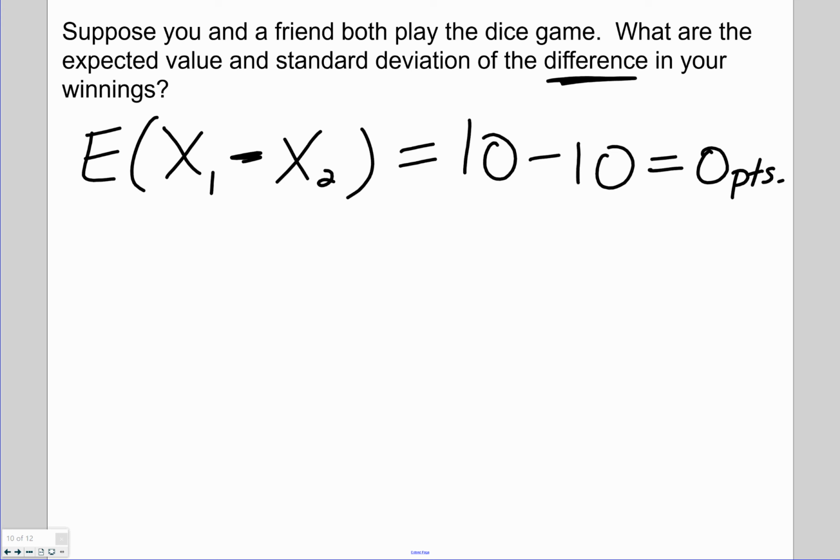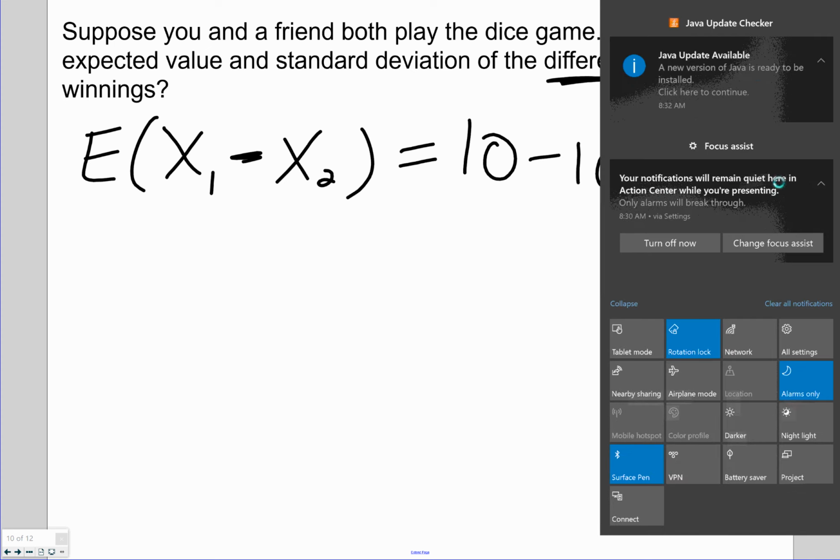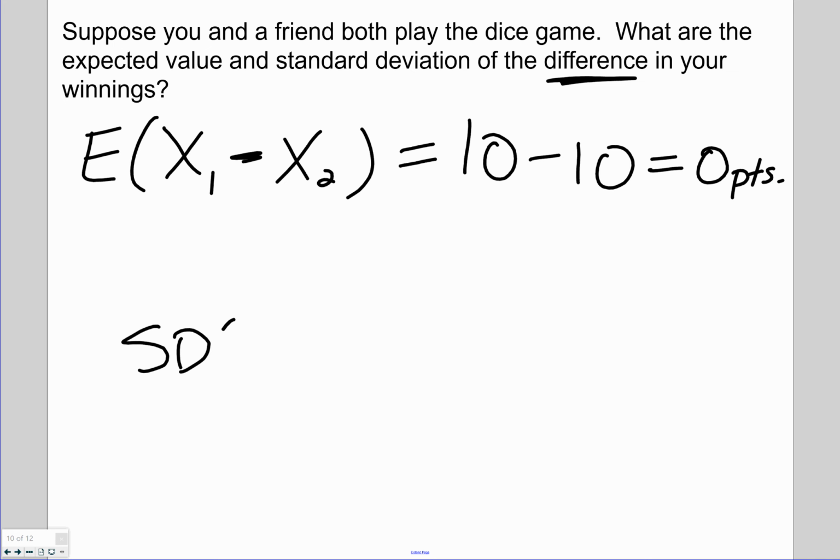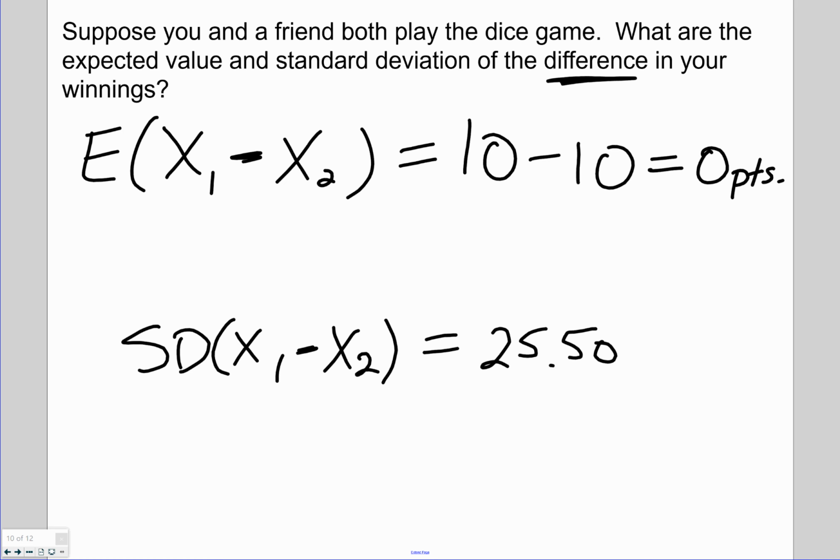Now, you ready for this? I don't think you are ready for this. We're subtracting. Well, what are we going to do to find the standard deviation? Add the variances. So we have our answer already. It's 25.50. I know, right? Isn't that magical? We're done. We don't need to do the work again. We already added the variances. We got 650, took the square root, got 25.50 points. But even when it asks for differences, you still add the variance.